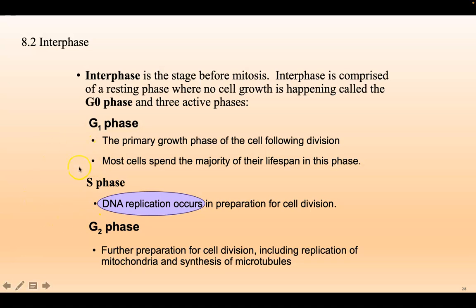I once saw a visual for the S phase, where it was an S that then was flipped in a mirror image so that there was another S next to it. And that was just kind of a helpful visual that helped me remember that DNA replication is happening in S phase of interphase. At the end of interphase, we have our G2 phase, and this is where we're continuing to prepare for cell division. This is where we're replicating our mitochondria, and we're starting to make those microtubules that will make up our spindle fibers that we need during mitosis.